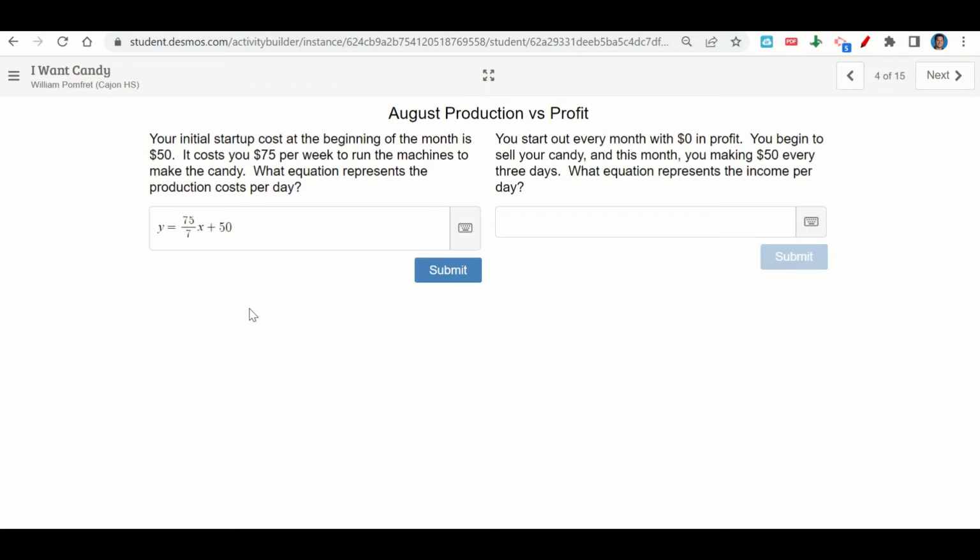Now, our profit. It says you start out every month with $0 in profit, and you begin to sell your candy, and this month you are making $50 every 3 days. What equation represents the income per day? Well, our income is y is equal to, and we're making $50 every 3 days, so 50 over 3 times x number of days, and our initial profit was 0, so it's really plus 0. And we'll go ahead and click next.